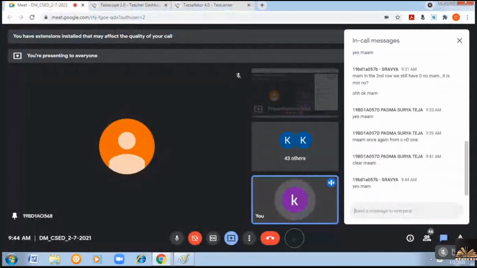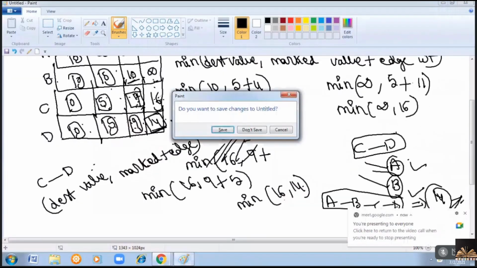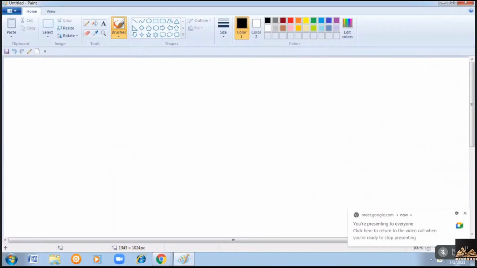Finished, shall I erase it? Consider one more example. I'll discuss one more example and after that I'll give you one for you to solve.